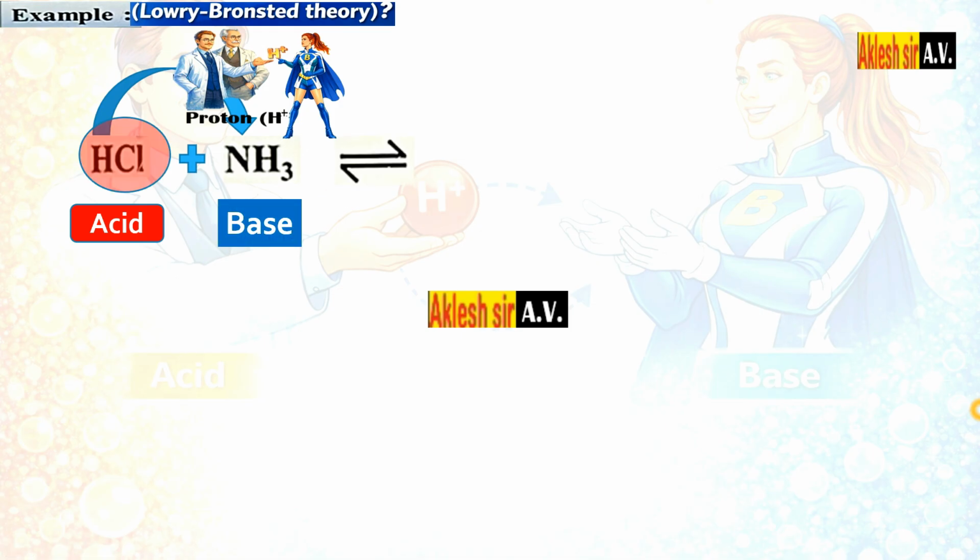Okay, so since HCl donated the proton, it is going to form Cl minus, because H is removed and given to ammonia. And since ammonia accepts the proton, it is going to form NH4 plus. So NH3 and H are added, therefore it forms an ammonium ion.